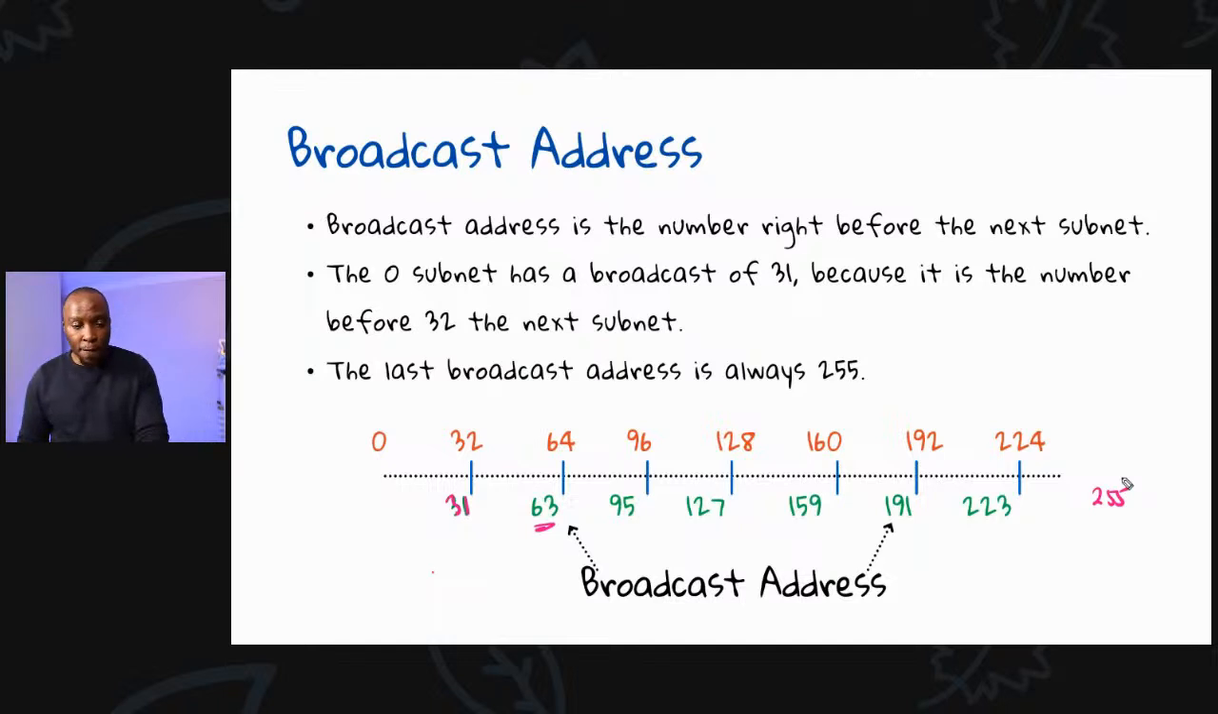And the number of valid hosts per network is going to be the values between our network address and the broadcast address, and that will be 1 up to 30. That becomes the valid range. And then on the second subnet is going to be 33 all the way to 62, being the valid hosts in that particular subnet.